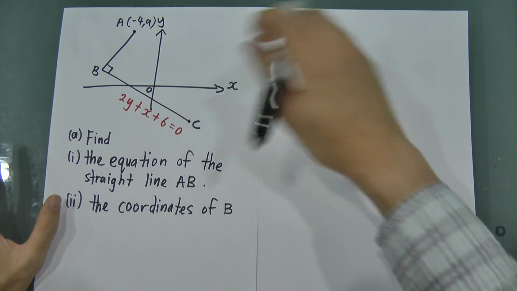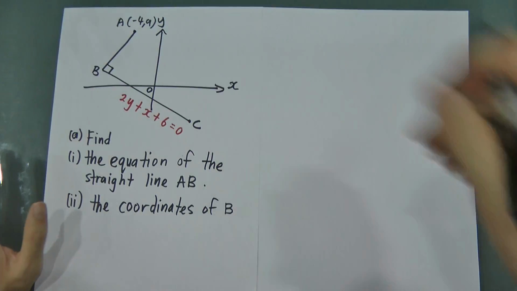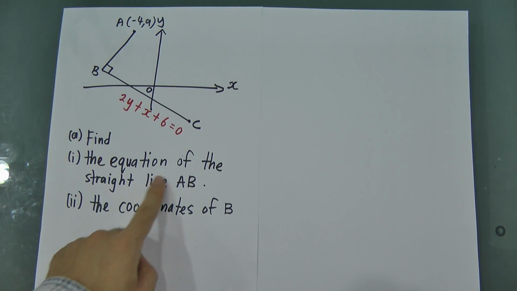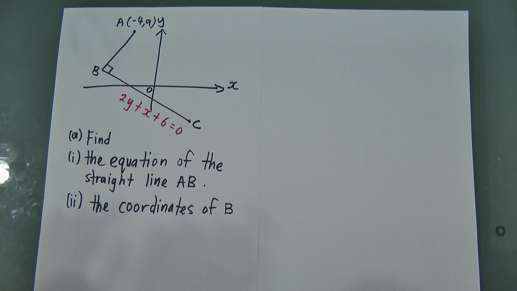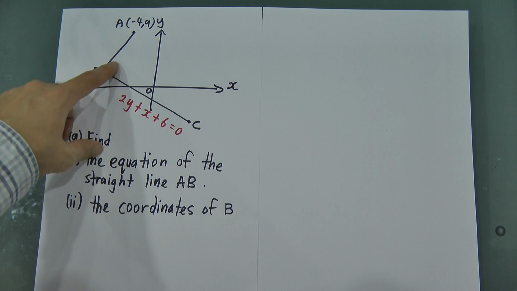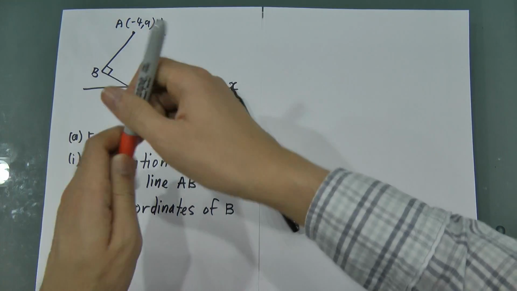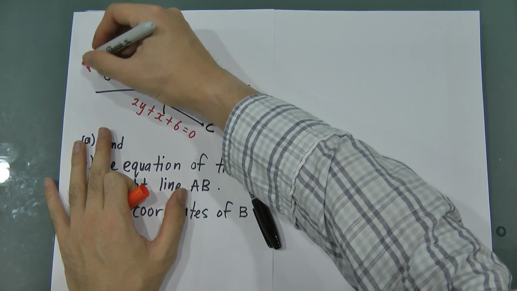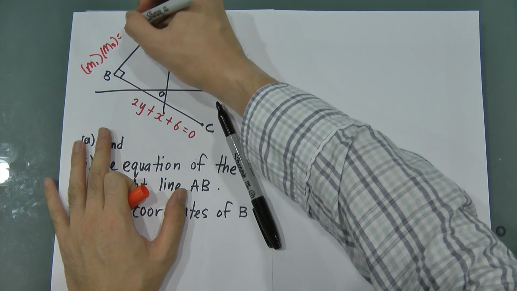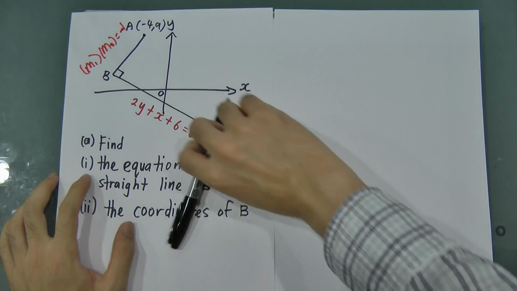Over here you see a diagram, different coordinates, and an equation. First, part (a) asks you to find the equation of the straight line AB. If you have two coordinates it's very easy, but you do not have coordinate B. You have one piece of information: they are perpendicular. Whenever you see the perpendicular symbol, you have to link straight away to one formula, which is m1 times m2 equals -1.